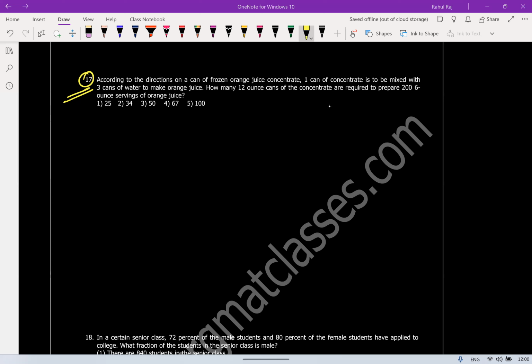So it says that yes, perfect. So first of all, understand what it says. How many 12-ounce cans of concentrate are required to prepare 200 6-ounce servings? What do you mean by this? 200 6-ounce servings, it means what? How many total orange juices? Can I say total orange juice is 1200? What does this prompt mean, 200 6-ounce servings? What do you mean by this?